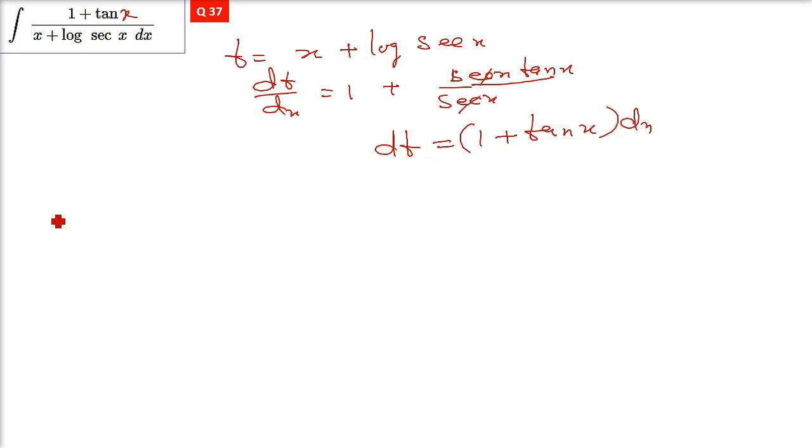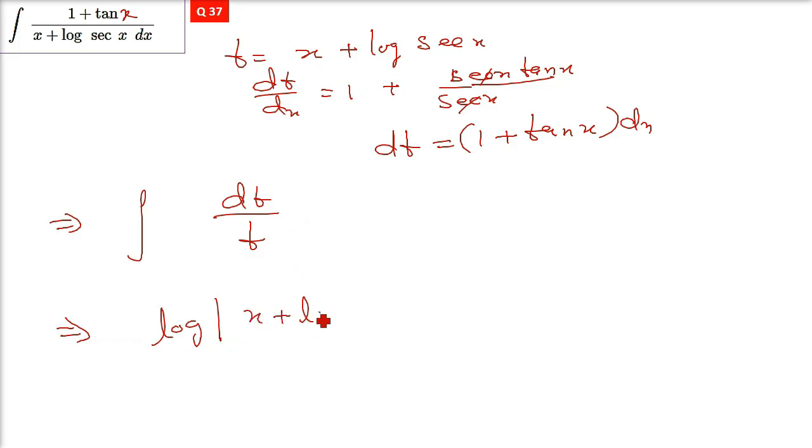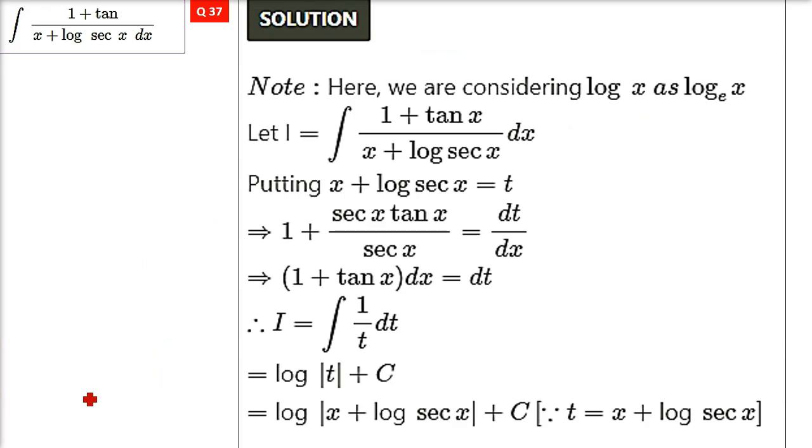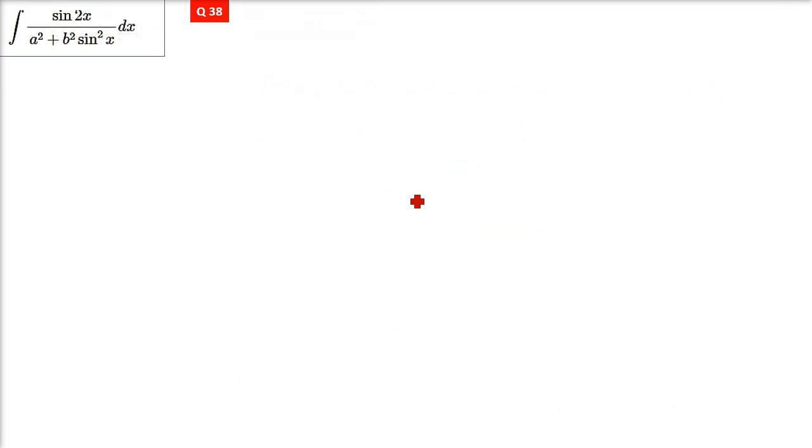So this whole is dt only. So it's very straightforward now. We have integration of dt by t, which is simply log modulus of t. Let me write it directly. X plus log sec x plus constant of integration. Just use the bracket. That will make the examiner happier. So this is how you are going to go about it. This is the solution, and writing is your idea. You need to write in your way.